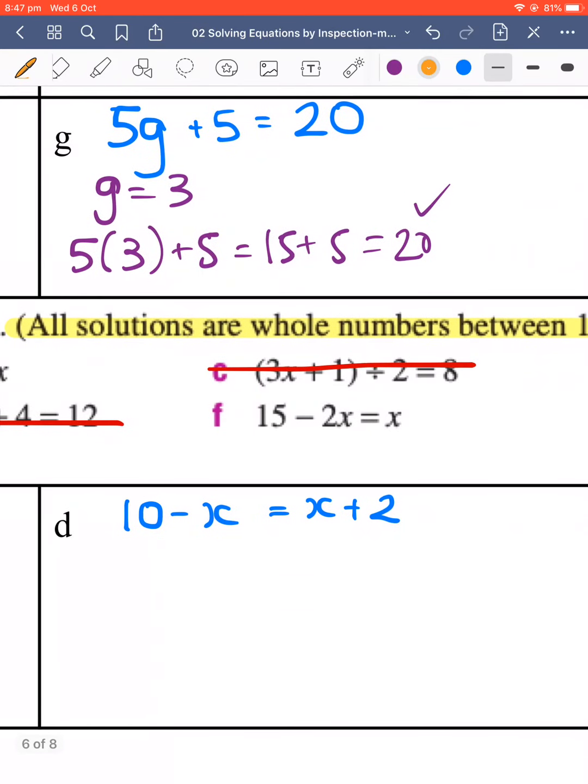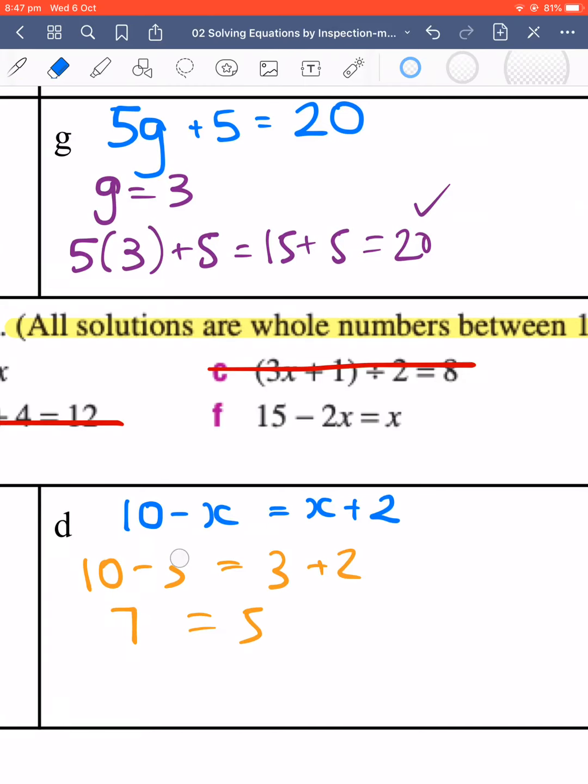So I've got 10 minus x equals x plus 2. Again, let's just start with plugging in some numbers. So let's do 10 minus 3 equals 3 plus 2. So 10 minus 3 is 7, and 3 plus 2 is 5. Okay, that one doesn't work. Let's try instead maybe 2. So 10 minus 2 is 8, and 2 plus 2 is 4. Nope, they don't add up either.